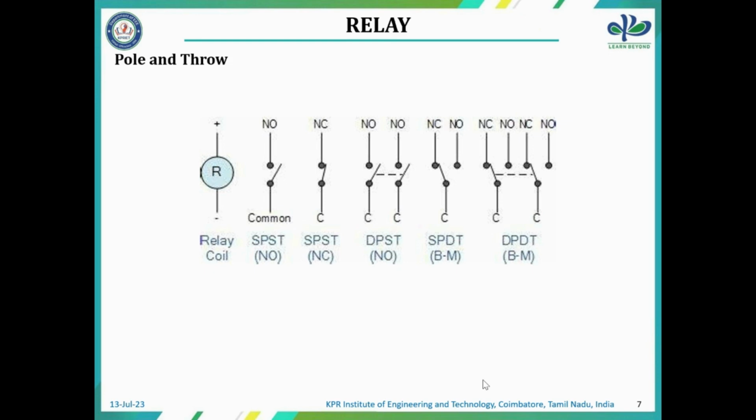a single throw, which we call double pole single throw. Then both NO and NC is single pole double throw. Single pole means the connection comes from a single line, and it goes to the normally open or normally closed contacts. So it connects to both normally open and normally closed; that is double throw. But for both NOs or both NCs, it is a double pole single throw switch. Double pole double throw switches can also happen, connected to both the NO and the NCs.